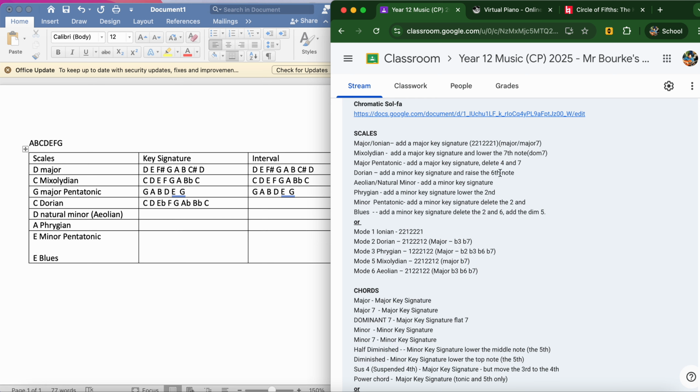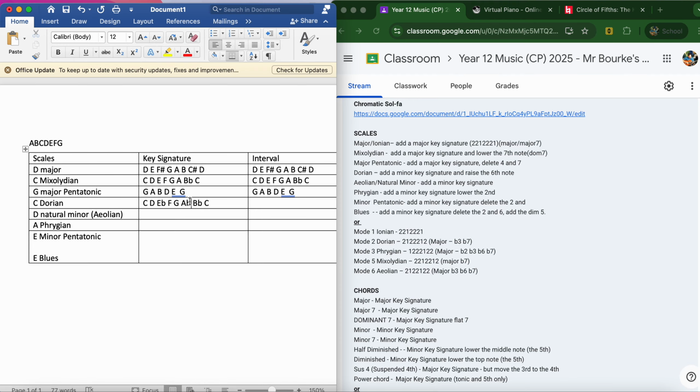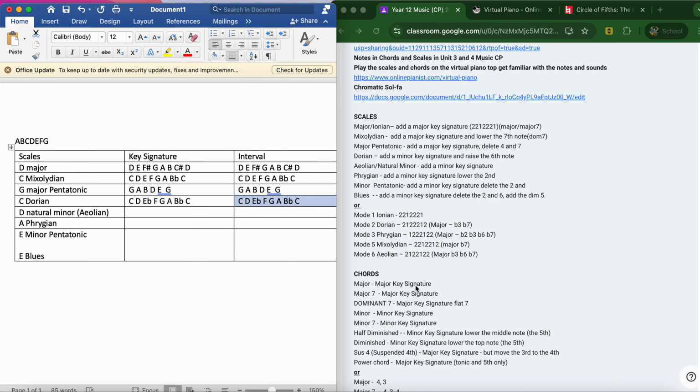But to make it a Dorian, we need to raise the 6th note. 1, 2, 3, 4, 5, 6. There we go. Or we follow the interval pattern, which is down here. 2, 1, 2, 2, 2, 1, 2.